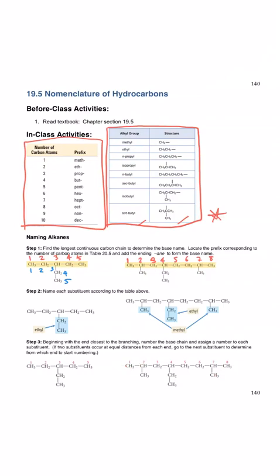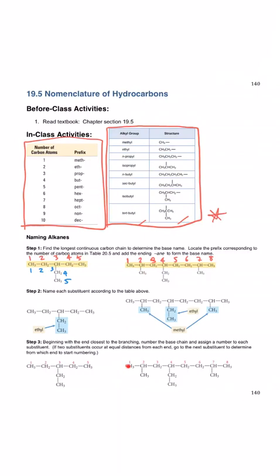If you start from this end, it would be 1, 2. They are at equal distance. Therefore, you will need to go with the next substituent group. If you go from here 1, 2, 3, 4, 5, this is going to put this carbon as number 5. But if you start from here 1, 2, 3, 4, this is going to put this carbon as number 4, and we are going to go with the lower number.